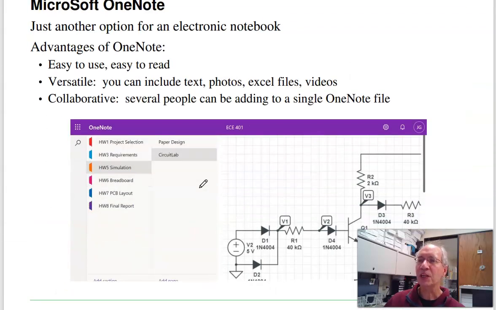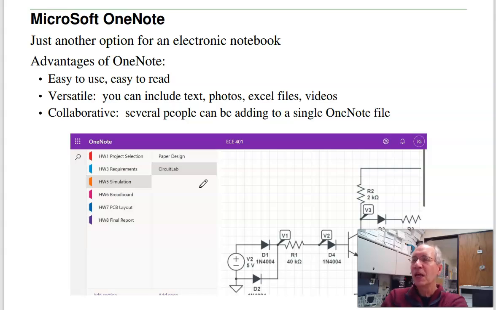Which brings us to Microsoft OneNote. In senior design, we use OneNote extensively. From one standpoint, OneNote is just one option for electronic notebook. It works really, really well for senior design, however. It's easy to use, easy to read, very versatile. I can include text, photos, Excel files, videos.